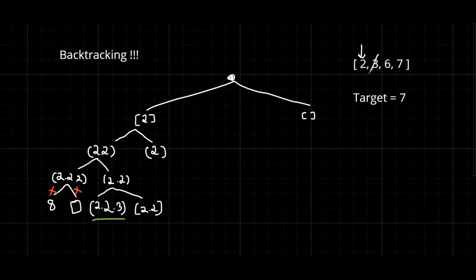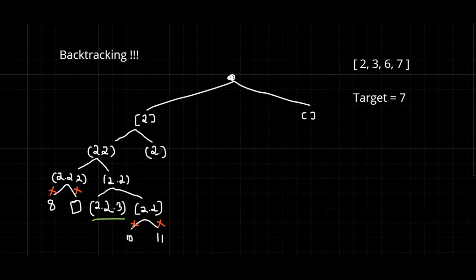Now, as we are ignoring 3 here, our remaining elements are 6 and 7. But if we put 6 or 7 from this node, then our summation will exceed the target. Suppose we are putting 6 here. So our summation will be 2 plus 2 plus 6, which is 10. And if we put 7 here, our summation will be 2 plus 2 plus 7, which is 11. So both of them are exceeding the target. So we cannot further explore anything from this node.